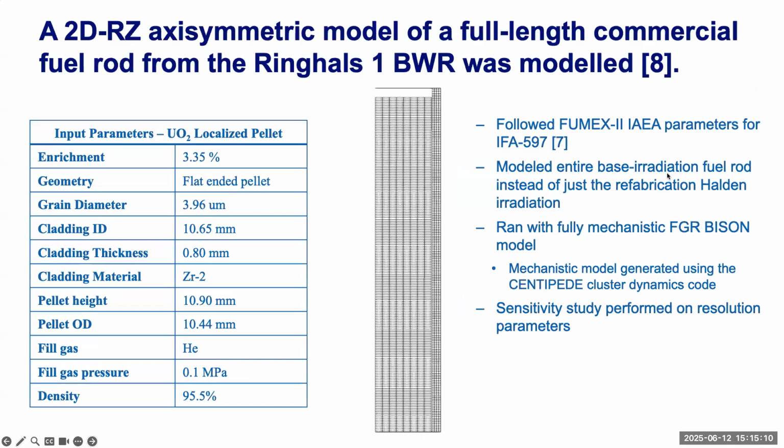Now, this is another 2D RZ axisymmetric model of a full-length commercial fuel rod, modeled with the input parameters also presented in the FUMEX2 IAEA benchmarking assessment. So similar to the Miantanza model, but we're running an entire fuel rod. And so again, I modeled just the base irradiation of the fuel rod and ran with a fully mechanistic fission gas release model. So I used the Sathyamurthy mechanistic resolution parameter, as well as the mechanistic diffusivity.